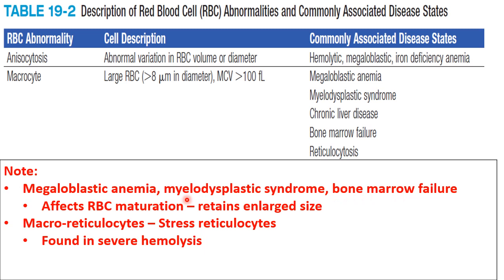And based dun sa rules natin, di ba, once RBC matures, dapat lumiliit yung size. Pero meron nga tayong derangement, no? So, it will retain the enlarged size causing macrocytes. And then, we have macroreticulocyte or also known as stress reticulocytes. Nangyayari ito in severe hemolysis. Kapag ang bone marrow ay in stress, kailangan niya na mag-produce ng madaming RBC. Yung reticulocyte hindi sumusunod sa rule. Okay, na-maintain niya yung enlarged size. So, ang tawag natin sa kanila is macroreticulocytes.